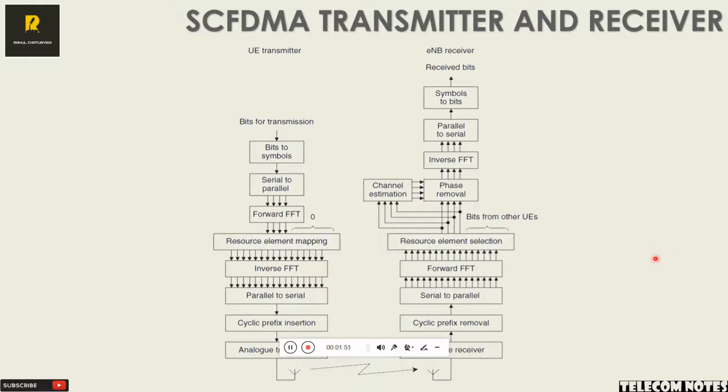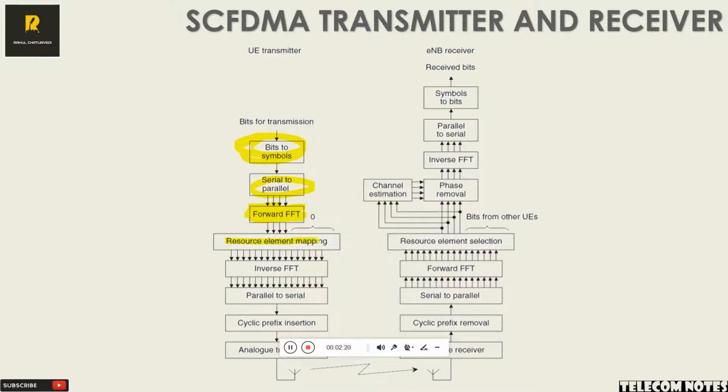Now coming to the detailing of the SC-FDMA transmitter and receiver. As you can see, the bits are converted into symbols. After that, a serial to parallel converter. As you can see, there is also a forward FFT, while in the case of OFDMA it's not present.